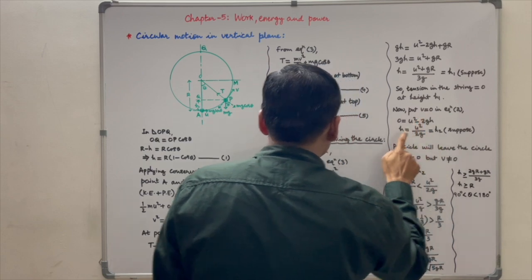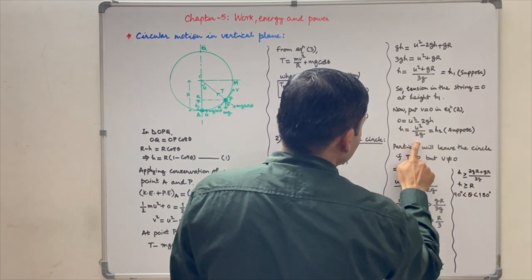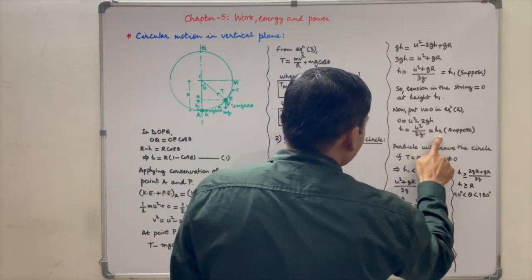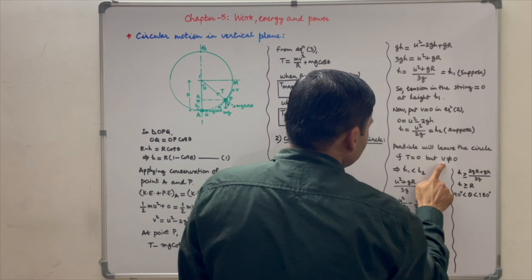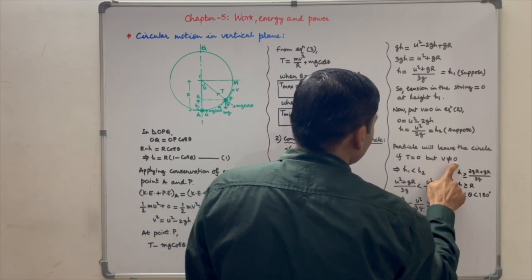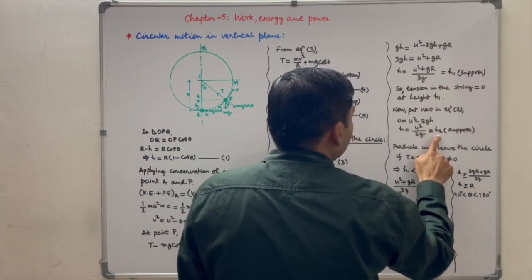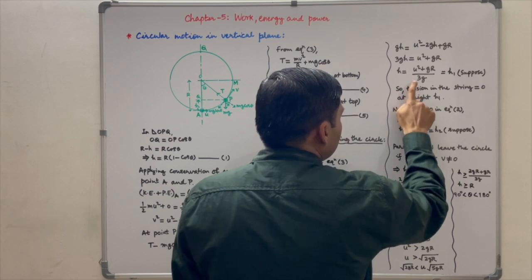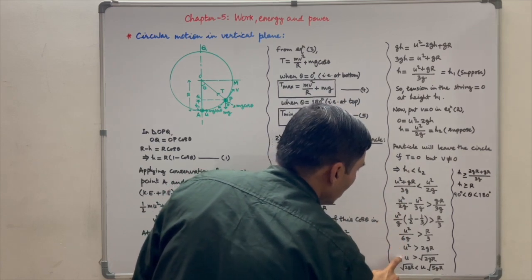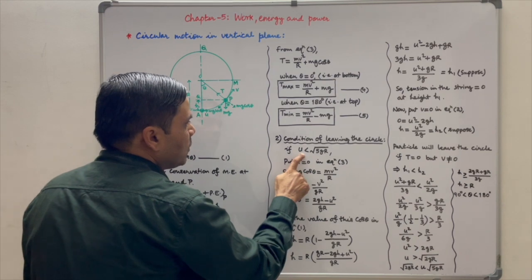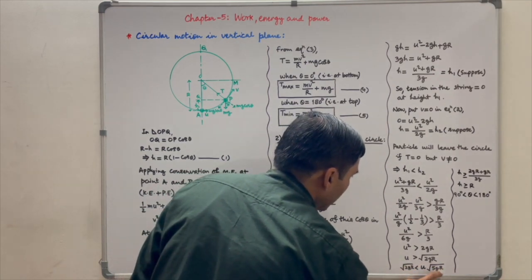Now put v is equal to 0 in equation number 2. This gives h is equal to u square upon 2g. Let us say this is height h2. The particle will leave the circle if tension in the string is 0, but velocity of the particle at that point is not equal to 0. That means height h1 is less than height h2. So u square plus gr upon 3g is less than u square upon 2g. This gives u is greater than under root 2gr, but u is less than under root 5gr. That means u lies between under root 2gr and under root 5gr.